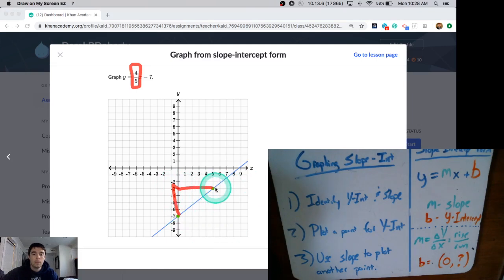Oh, so it's a little messy. Let me erase that and redo that one last time. I need to go up by 4 units, 1, 2, 3, 4, right by 5 units, and now we see this line, this blue line that I've created, started at -7 for a y-intercept and has a slope of up by 4 over by 5.